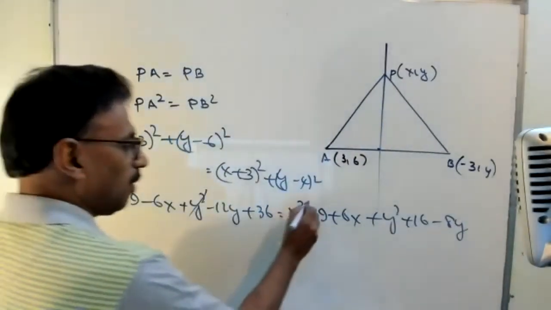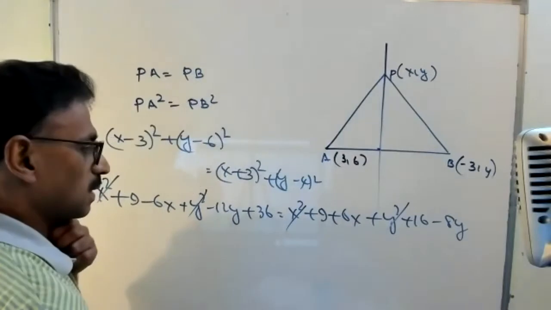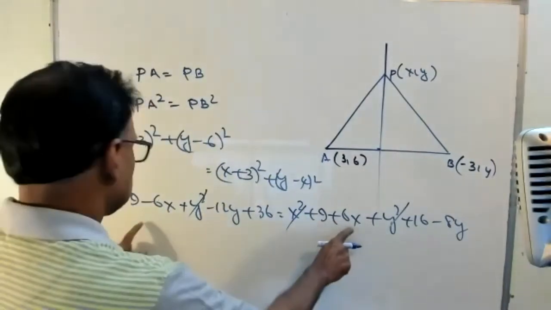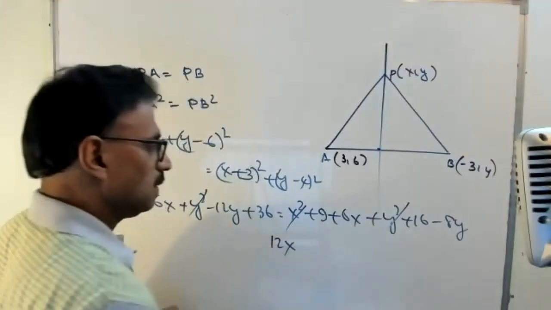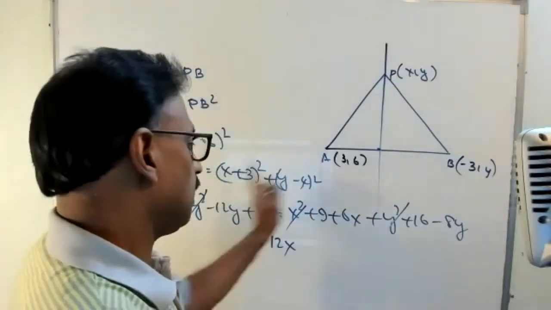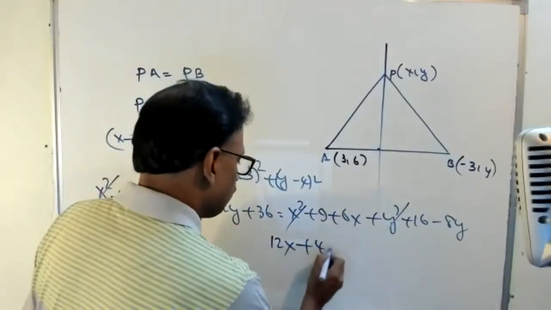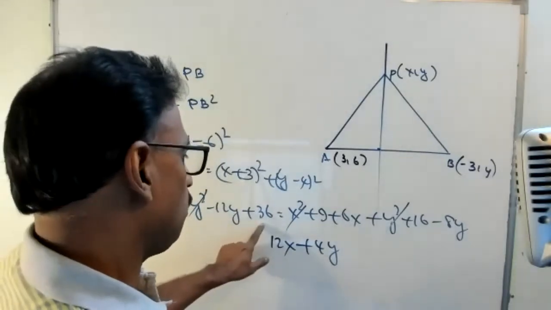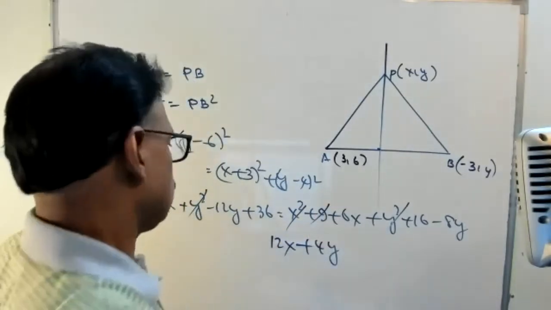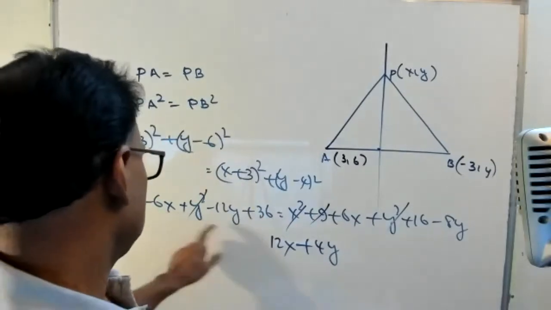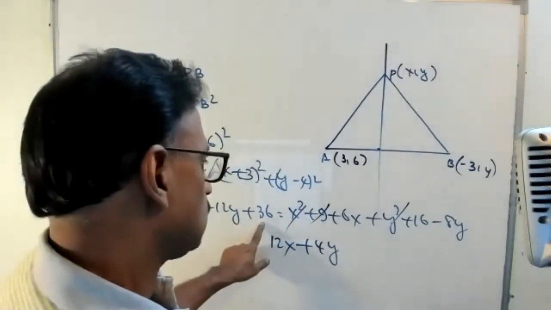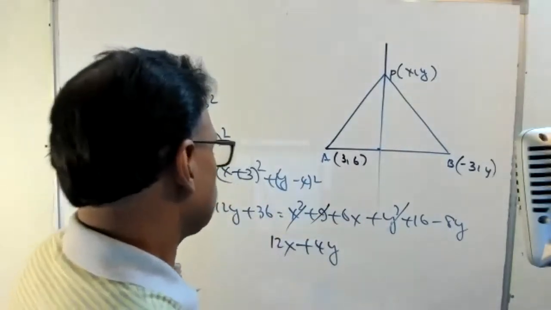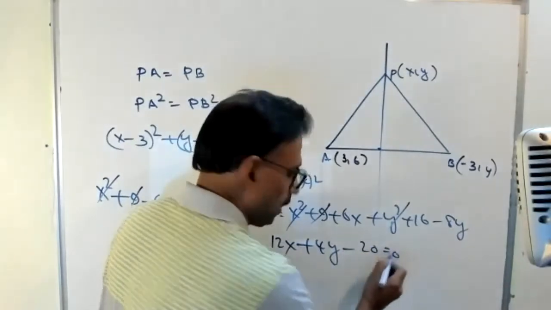x², y² all cancelled. Then here, take it all one side. Then 6x coming here, 12x. Minus 8y coming here, plus 4y. Then the 9 on both sides cancelled. Then 36 only here, no? 36 going here. That is what? Minus 20. Correct or no? Minus 20 equal to 0.